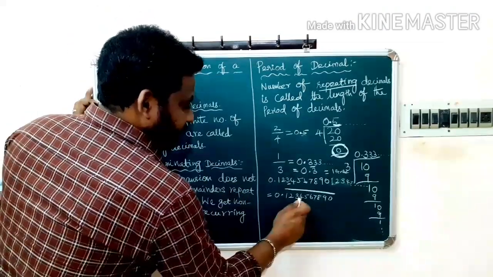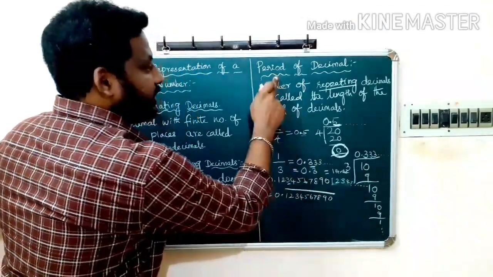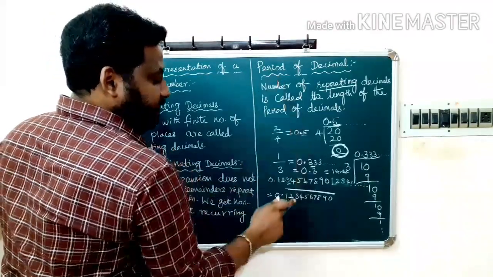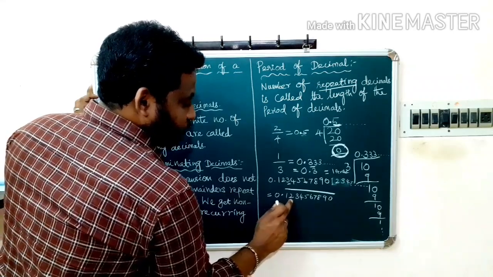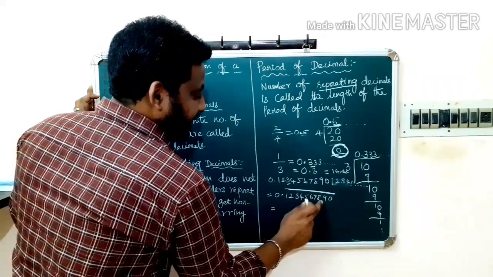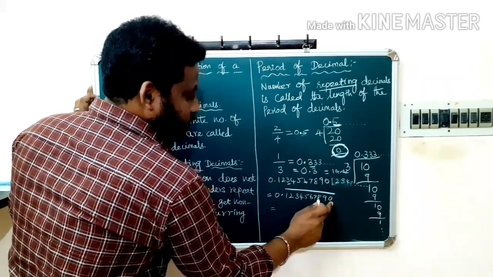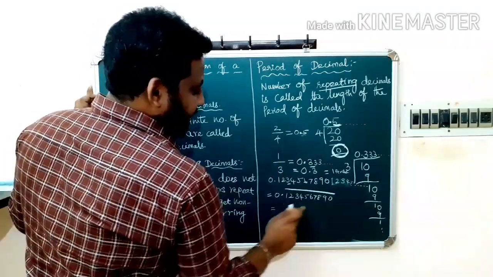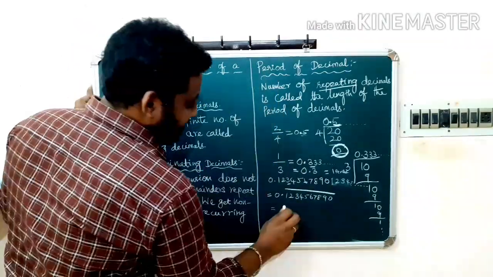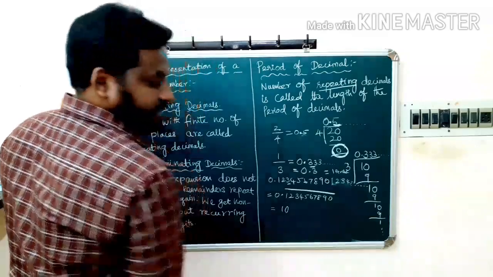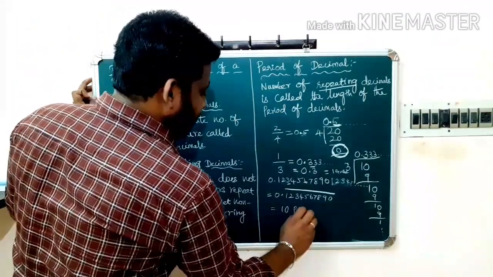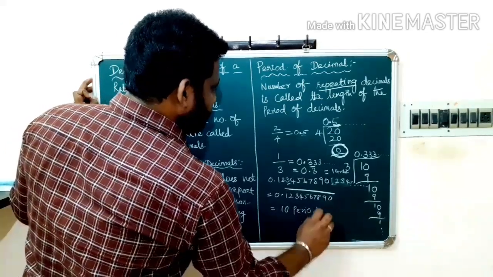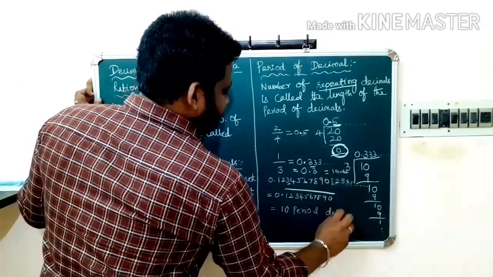So for this number, if they ask what is the period of decimal for this decimal expansion, how many numbers are there? 1, 2, 3, 4, 5, 6, 7, 8, 9, 10. So 10 numbers. Therefore the period of decimal is equal to 10. This is a period of decimal of 10.